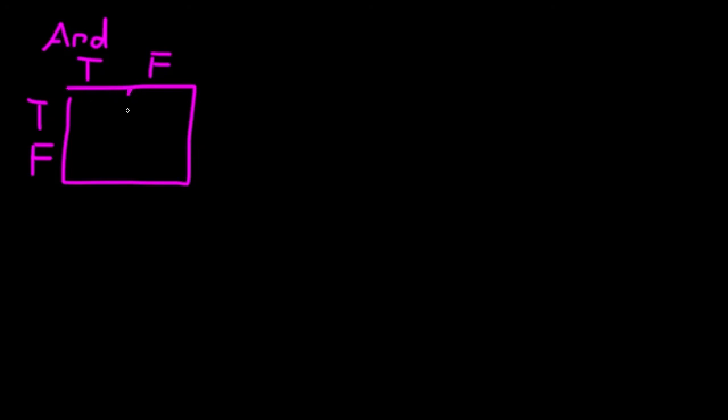So here's our AND truth table. And it's kind of hard doing with the mouse. So we're going to have a true and a false, and a true and a false. So with an AND, both things have to be true. So if one is true and the second one's true, we get a true. If one is true and the second one is false, we get a false. If first is false and the second one's true, we still get a false. And if the first and second are false, we get a false.